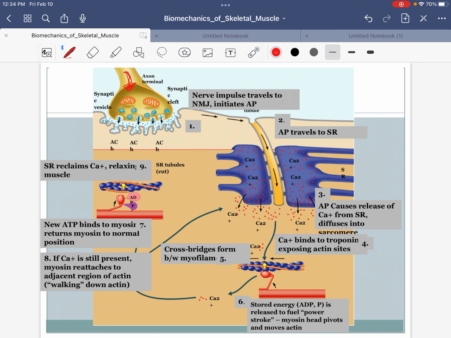Once we get that nerve impulse transferred into the muscle, the nerve impulse or action potential, AP means action potential, which is the same thing as a nerve impulse in this case, is going to travel down to the sarcoplasmic reticulum, which stores calcium. Now that the nerve impulse has gotten to the SR, it will release calcium. Calcium will diffuse deeper into the muscle, and it will bind to troponin, which is the subunit on actin. When calcium binds to troponin, troponin will shift to open up the active sites on actin.